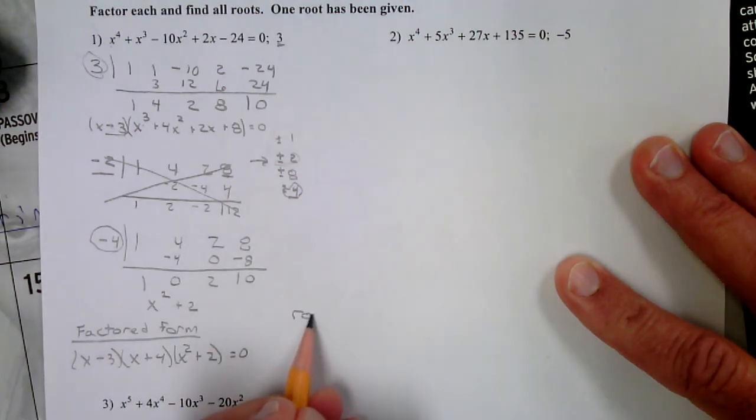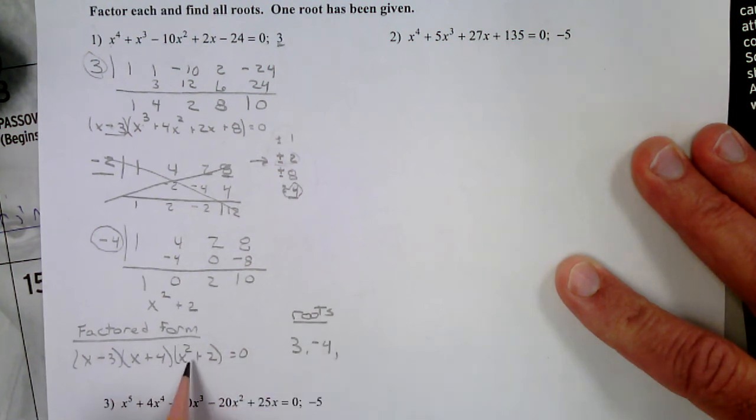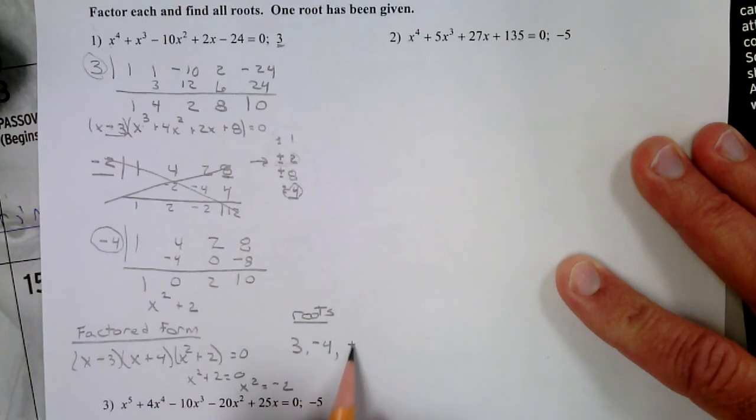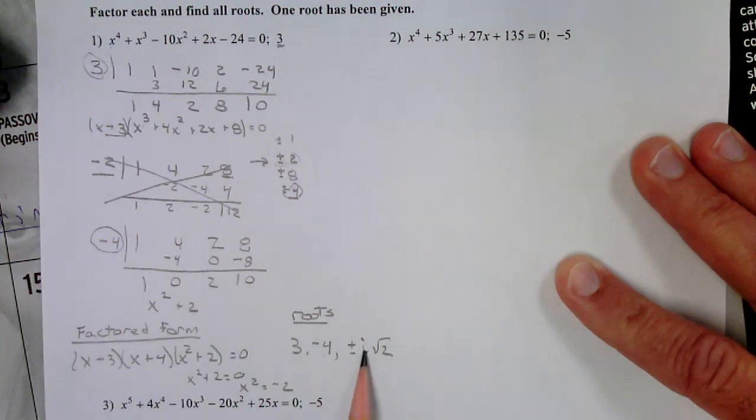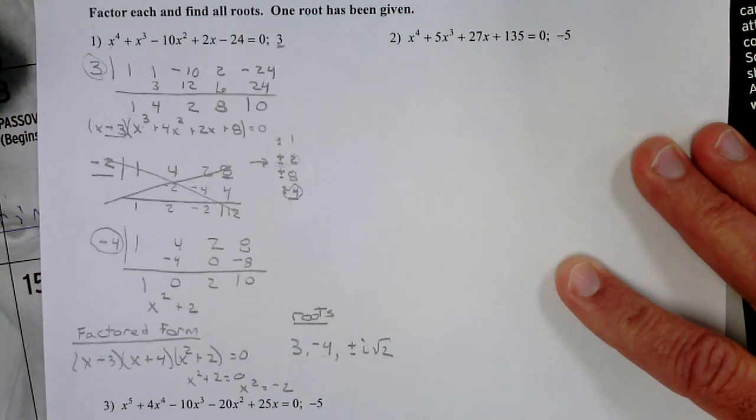The roots, which is the other part, we have positive 3, we have negative 4, and when you do x squared plus 2 equals 0, I get x squared equals negative 2, so I get plus or minus i square root of 2. So I have two imaginary roots. So 4 roots altogether: real 3, real negative 4, and 2 imaginary roots, plus or minus the square root of 2 i.